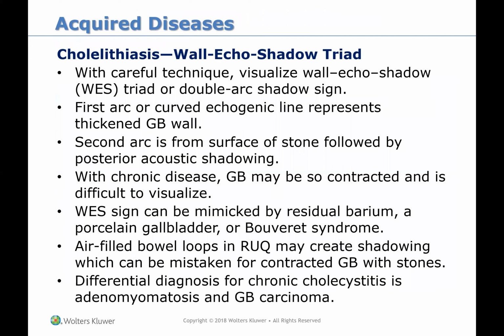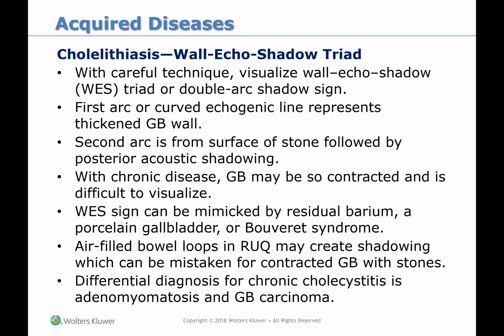All right, the cholelithiasis wall echo shadow triad. With careful technique, visualize the wall echo shadow, or WES triad, or double arc shadow sign. The first arc, or curved echogenic line, represents the thickened gallbladder wall. The second arc is from the surface of the stone, followed by posterior shadowing. This is what happens when a gallbladder is filled with stones. You won't see the classic anechoic structure of the gallbladder. You'll see this wall echo shadow triad.